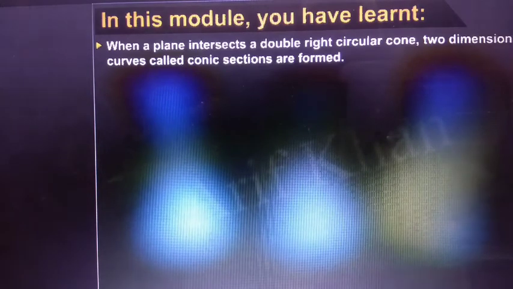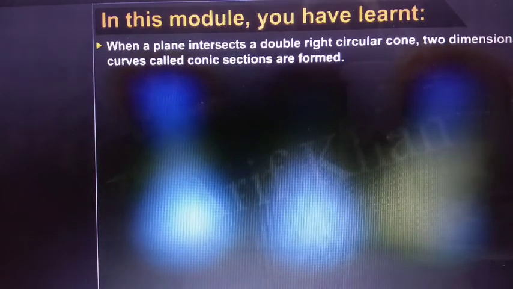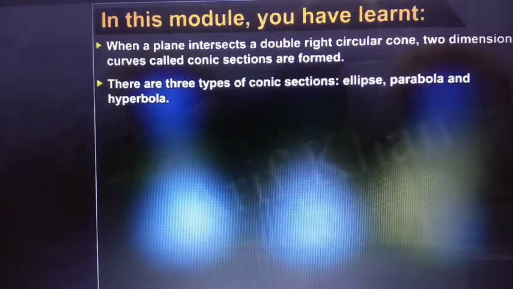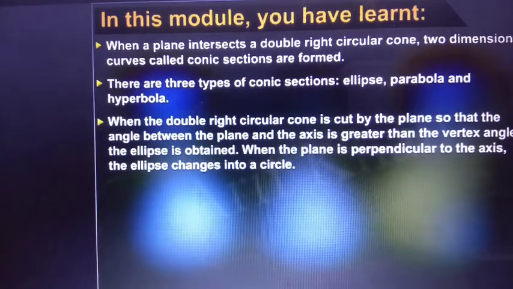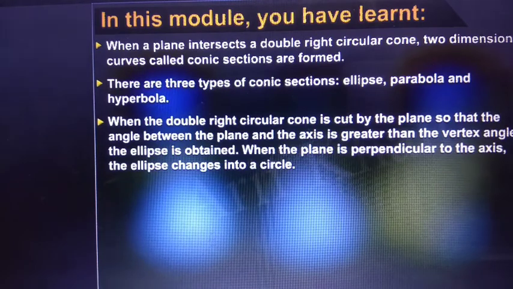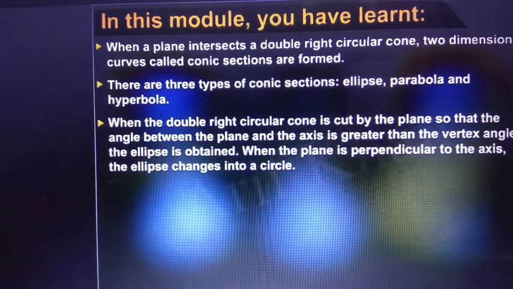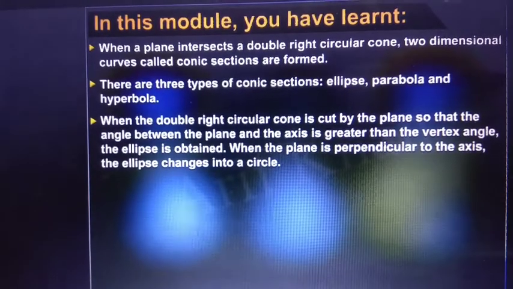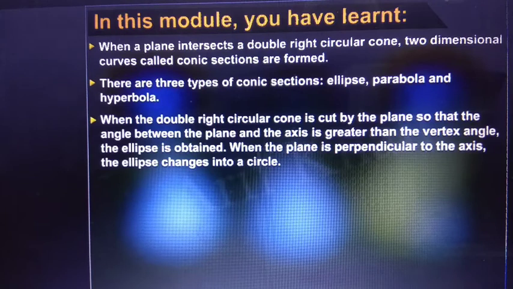In this module you have learned that when a plane intersects a double right circular cone, two-dimensional curves called conic sections are formed. There are three types of conic sections: ellipse, parabola, and hyperbola. When the double right circular cone is cut by the plane so that the angle between the plane and the axis is greater than the vertex angle, the ellipse is obtained. When the plane is perpendicular to the axis, the ellipse changes into a circle.